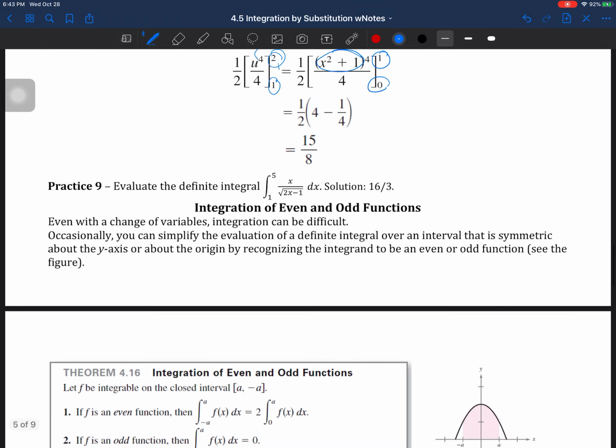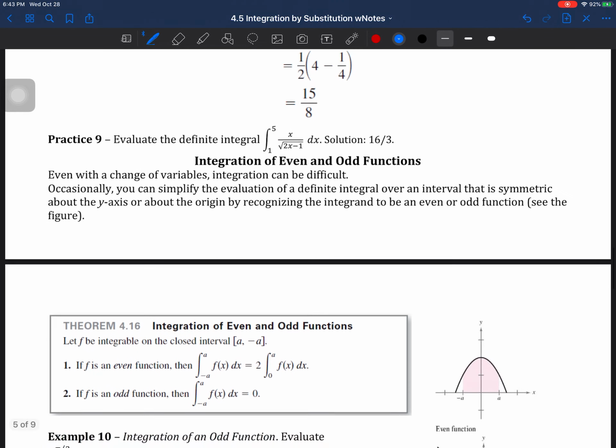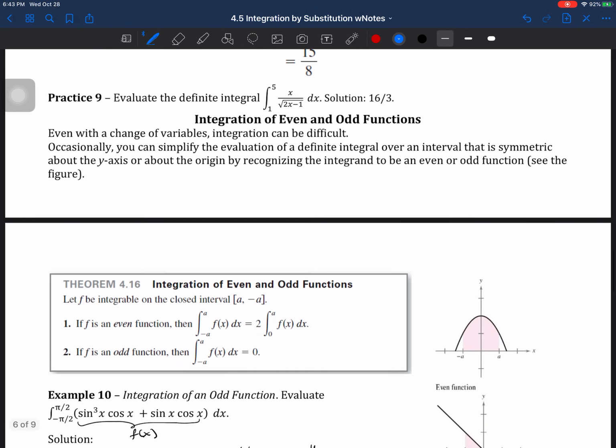You can try practice 9 on your own. The u substitution will be the value 2x minus 1. You're going to have to do some manipulation there, but I feel confident that you guys can try.